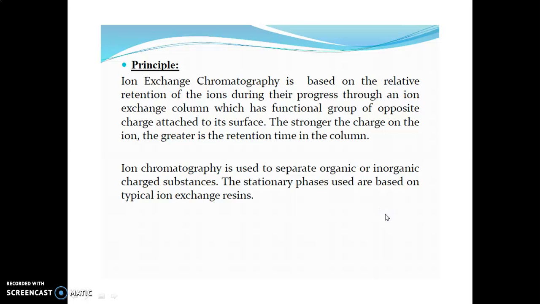Ion exchange chromatography is based on the relative retention of ions during their progress through an ion exchange column, which has a functional group of opposite charge that attracts to its surface. The stronger the charge on the ion, the greater is the retention time in the column. Ion exchange chromatography is used to separate organic and inorganic charged substances. The stationary phases used are based on the typical ion exchange.